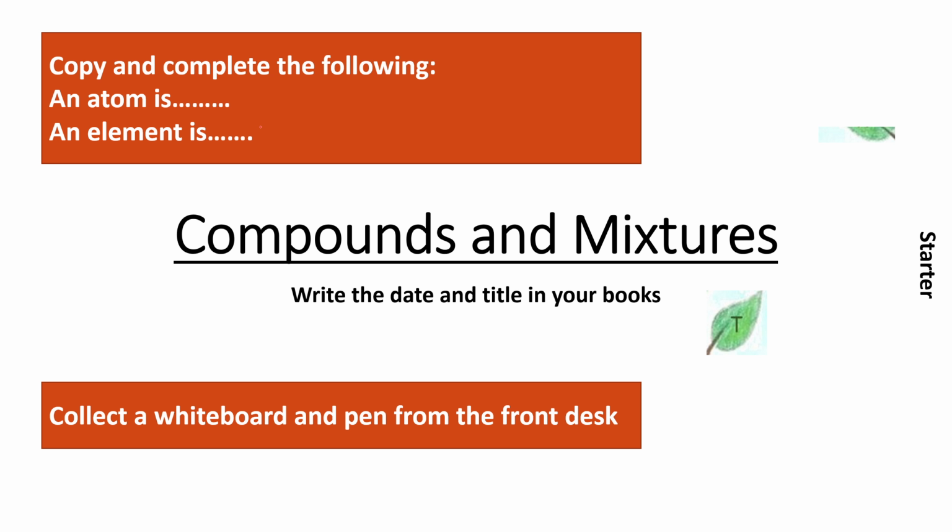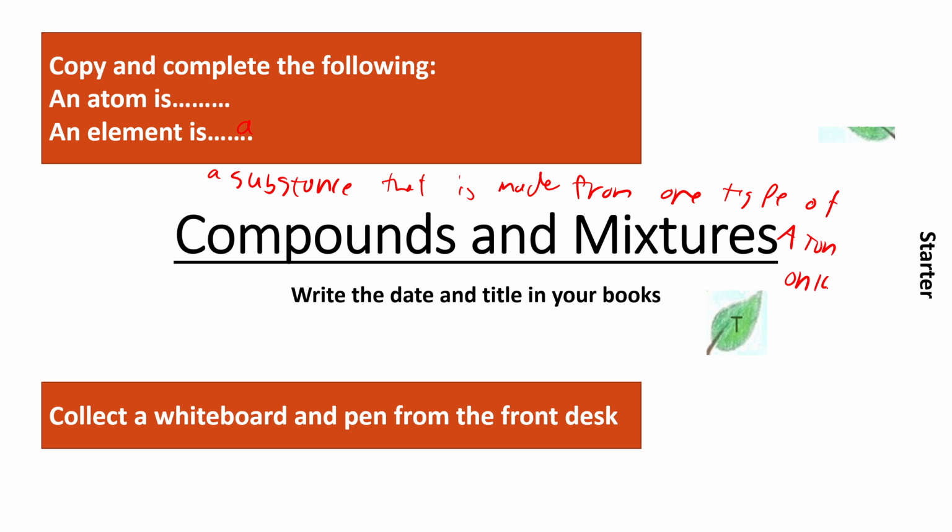But an element is the definition that we need to be able to remember word for word. An element is a substance that is made from one type of atom only. Okay, it's made from one type of atom only.